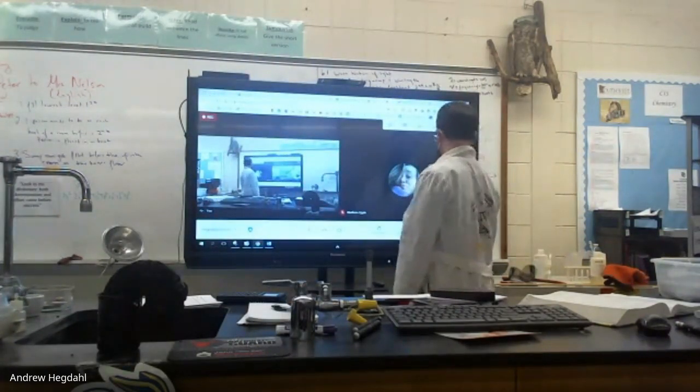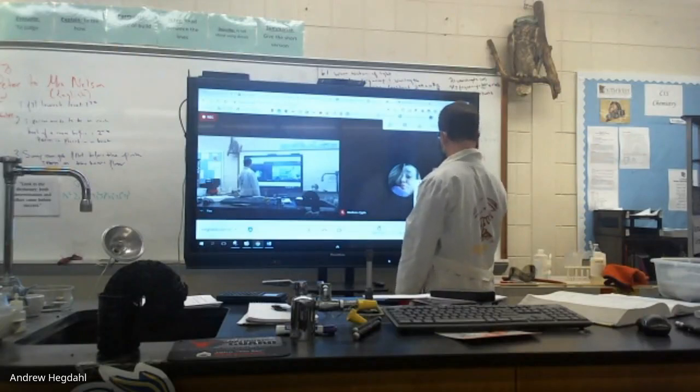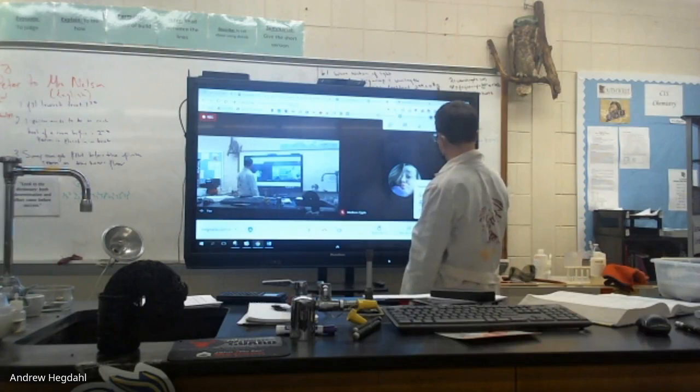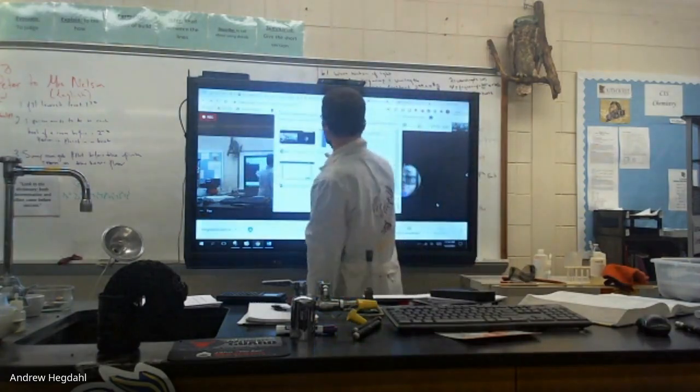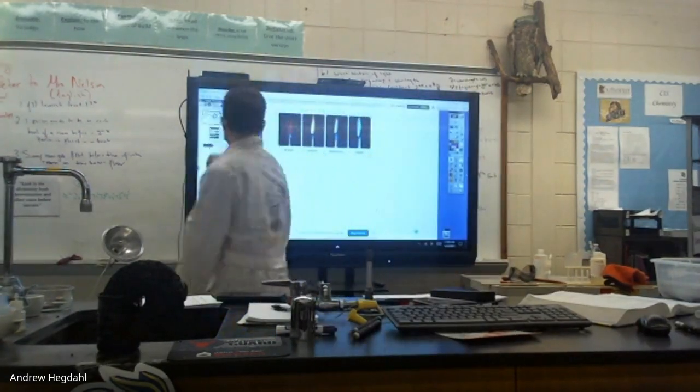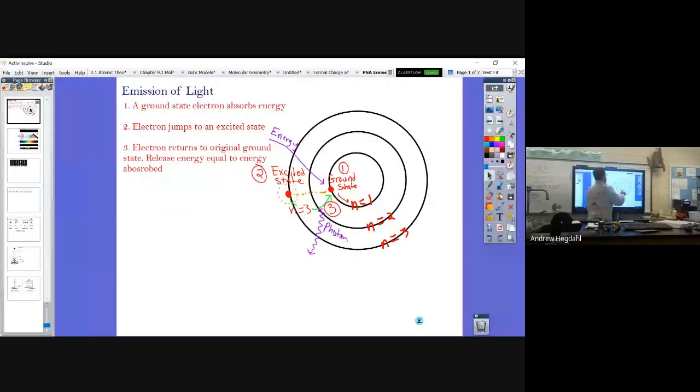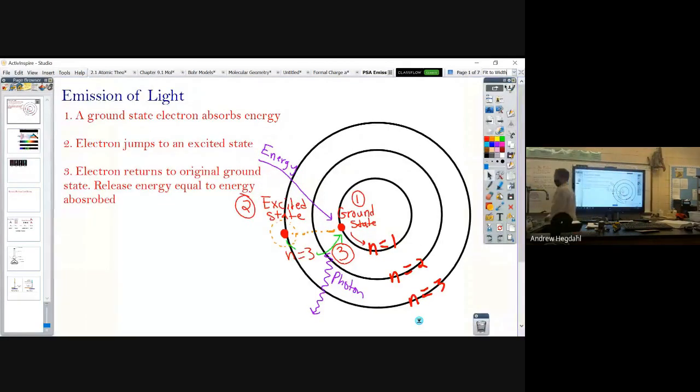On Tuesday, we talked about the emission of light. And if you weren't here, that was our lecture. And so these are the steps or things that happen in an atom for light to be emitted, okay? And so it's pretty simple. There's just three steps. In some way, shape, or form, an electron in the atom absorbs energy.